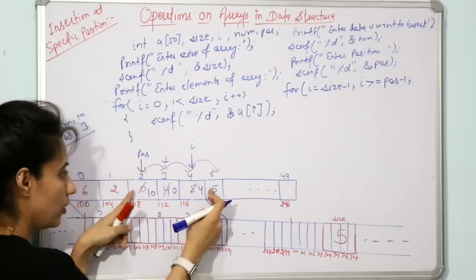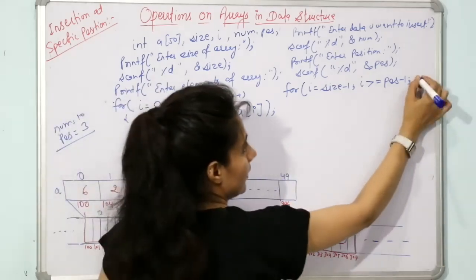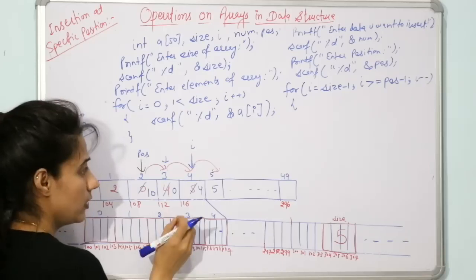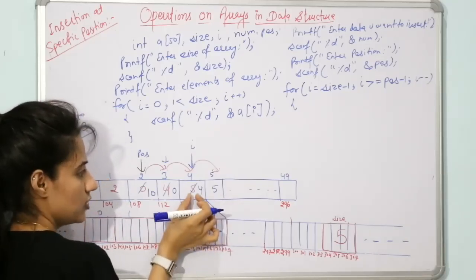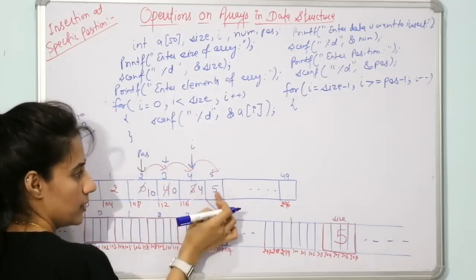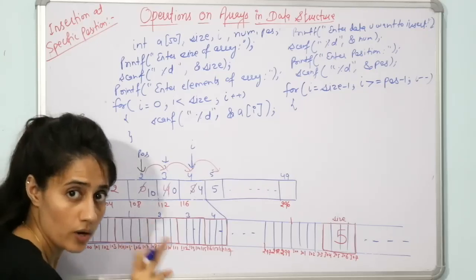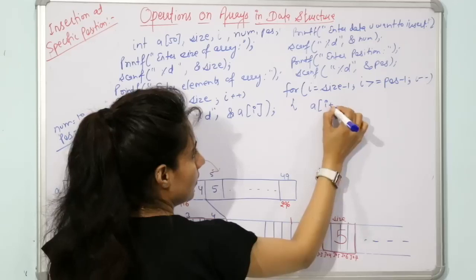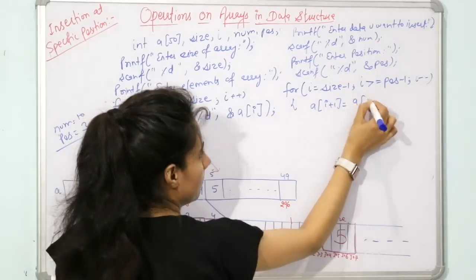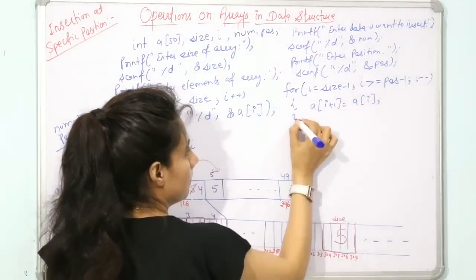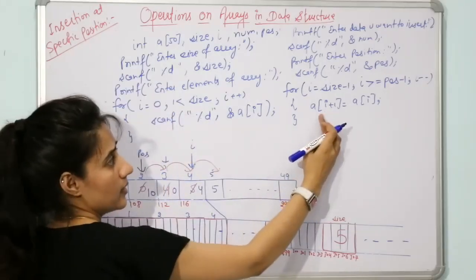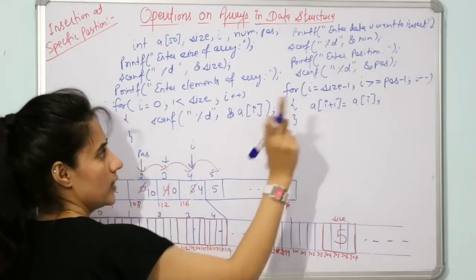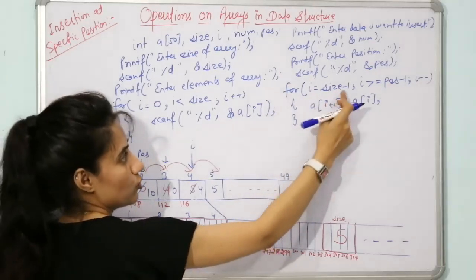From here to here you are going to swap, and here you will write I minus minus. Now what we are doing, we are inserting the previous value to I plus 1, right? So how will you write here? A of I plus 1 is equal to A of I, because A of I would be shifted to A of I plus 1, that is at starting I is equal to size minus 1.